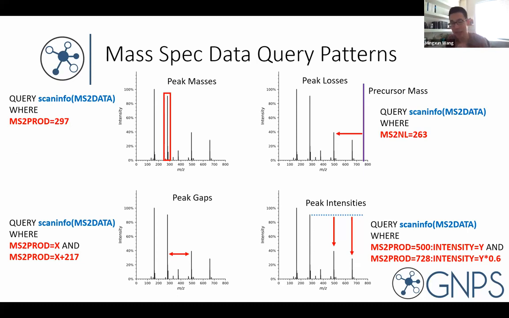The nice part about this is you can mix and match any of these conditions that you actually want to search for. So if you want to look for a product ion and a neutral loss from precursor, you can combine those two things with these conjunctions.